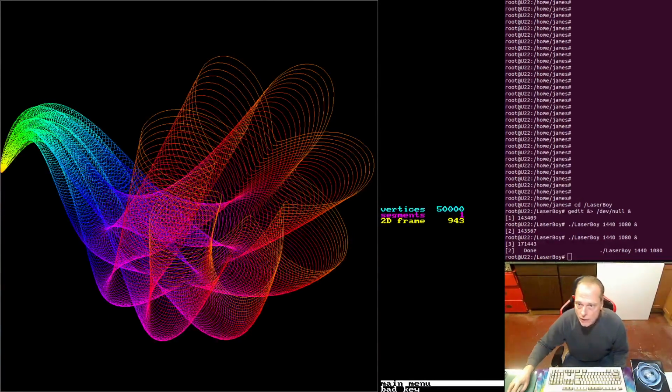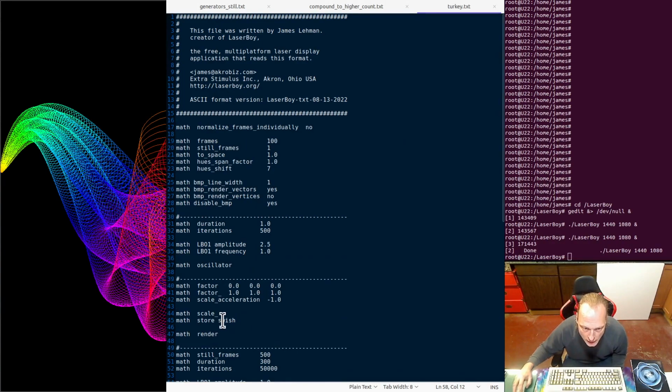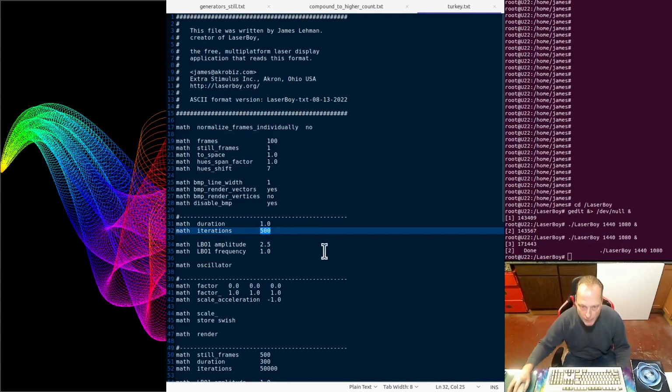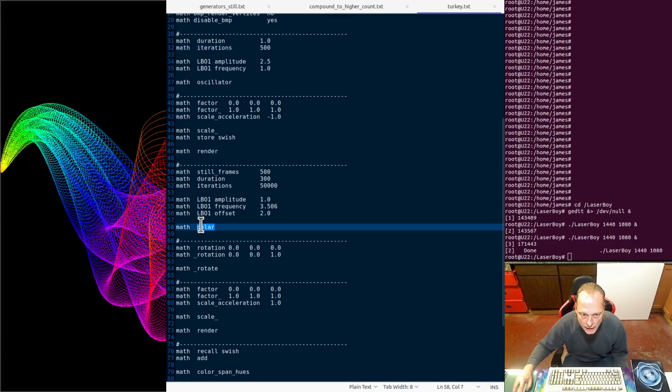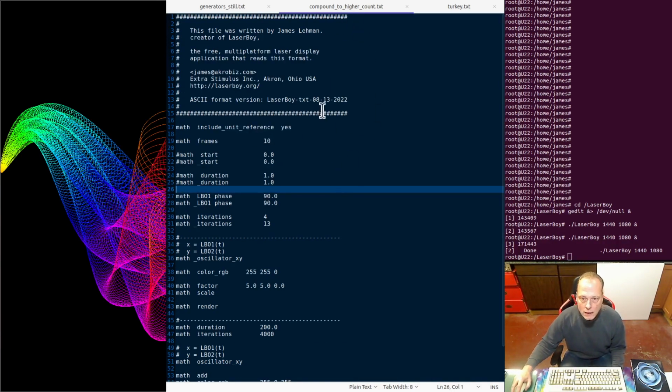Now, you'll notice back here, the swish that we made up here was an oscillator with 500 iterations. That means there's going to be 500 vertices in the swish frame. But when we generated the polar thing, there's 50,000 iterations in that. And the way that LaserBoy adds these things together is it uses linear interpolation to find a point along any of the vectors in a frame.